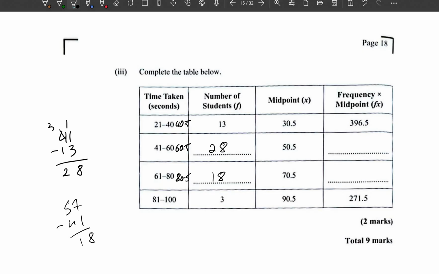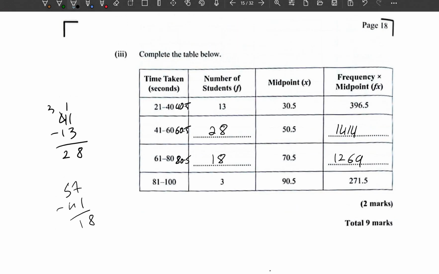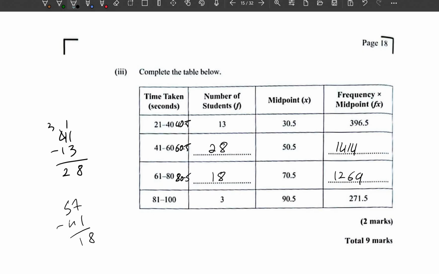Right, so then we multiply across. 28 by 50.5 is 14. Now let's do 18 by 70.5. That's going to be 1269. Right, so moving right along.